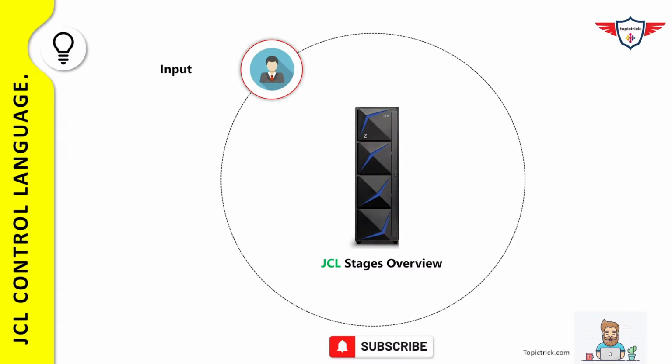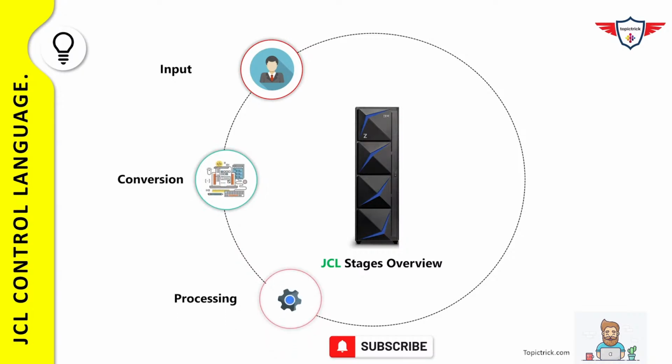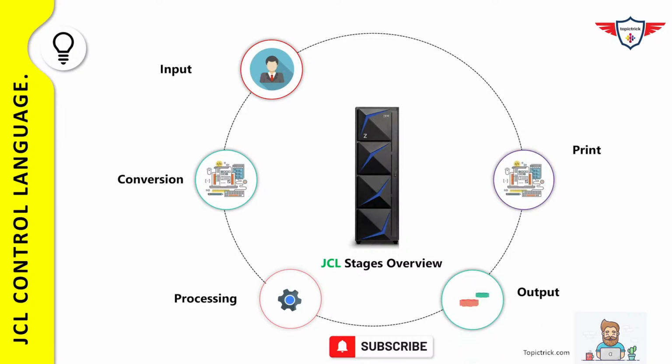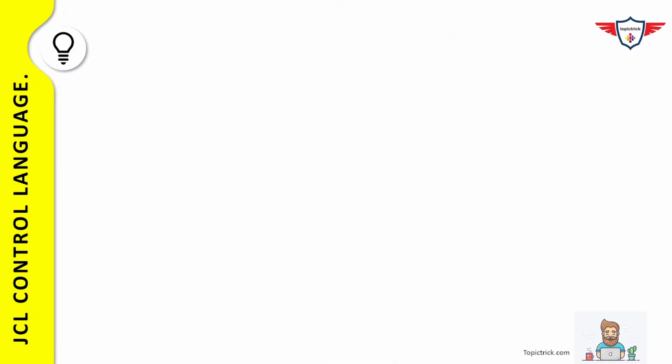Generally speaking, a job goes through 6 different stages. First one is input, second one is conversion, third one is processing, and the fourth one is output. Fifth one is print, and the last one is purge. Now, let's try to understand the significance of each stage with the help of an example.